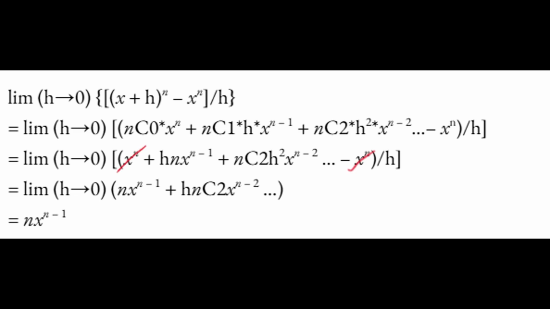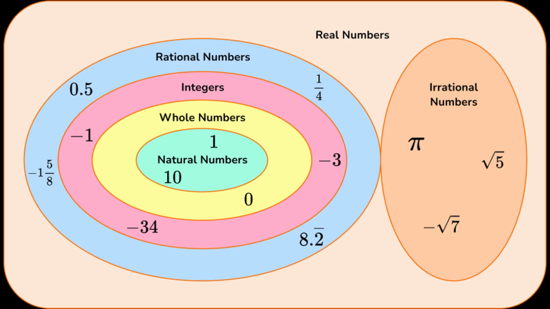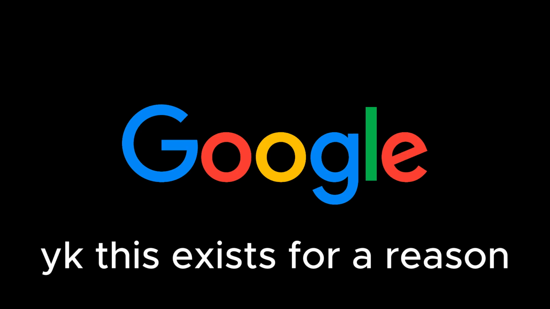After that, you can simplify the x from the expressions, but then you realize that every single term except n times x to the power of n minus 1 becomes 0 because they all have an h in it. For the sake of convenience, I'm only going to go over the natural numbers proof, but if you're interested, you can search up the other proofs as well.